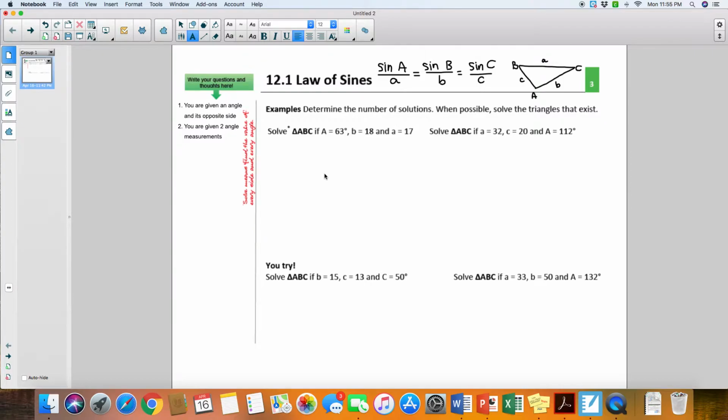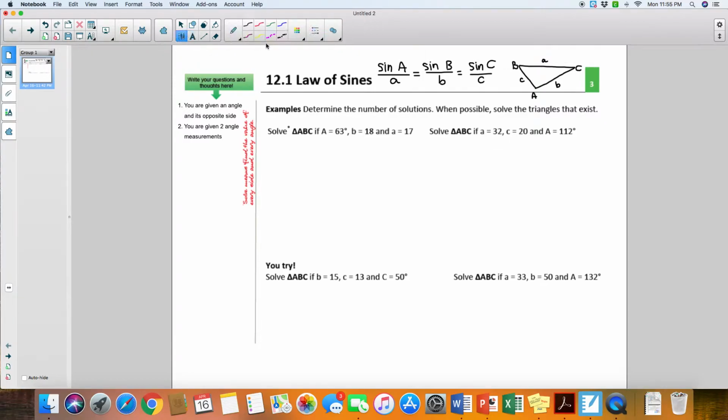So let's look at our examples. It says determine the number of solutions when possible, solve the triangles that exist. I'm not going to get into the number of solutions. I'm just going to show you how to use these formulas to solve the triangles. It says solve triangle ABC if A equals 63 degrees, b equals 18, and a equals 17.